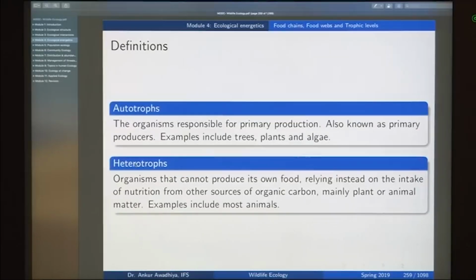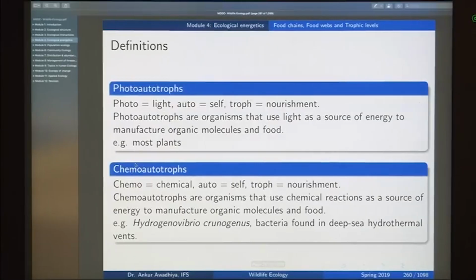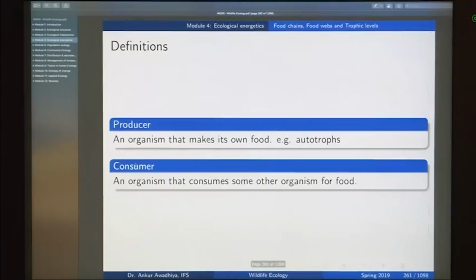Then we defined autotroph and heterotroph. Autotroph is an organism that can make its own food. Heterotroph is an organism that needs to eat some other organism, or some other part of an organism, for its food, because it cannot make its own food. Autotrophs are divided into photoautotrophs and chemoautotrophs, depending on whether they are using light for making their food, or they are using some chemical reactions for making their food.